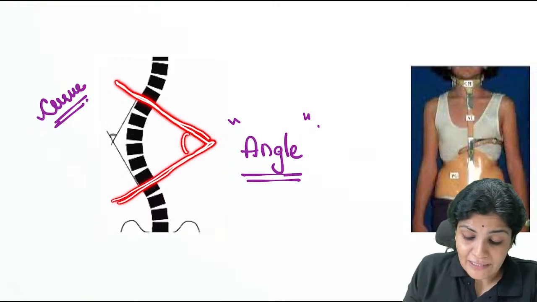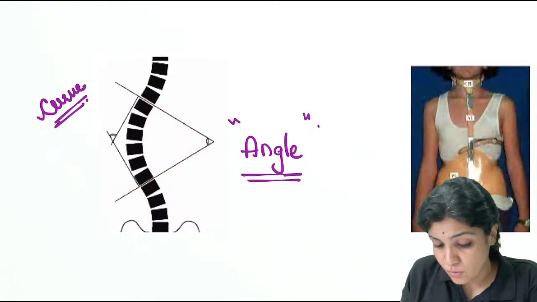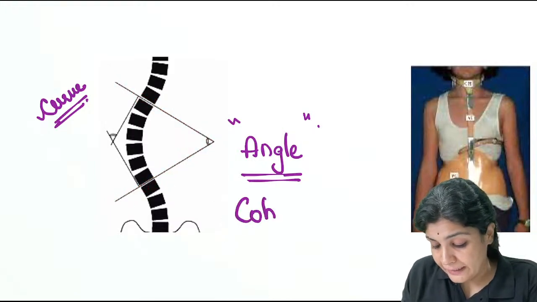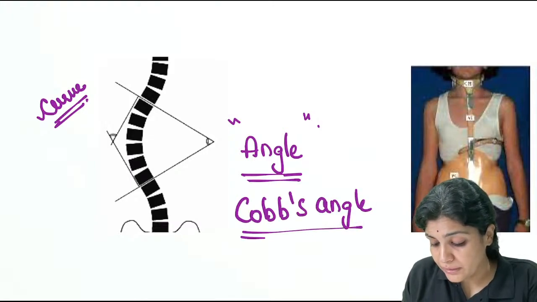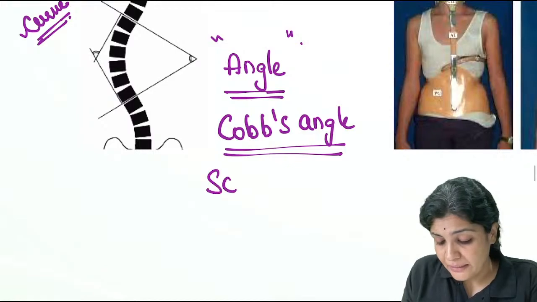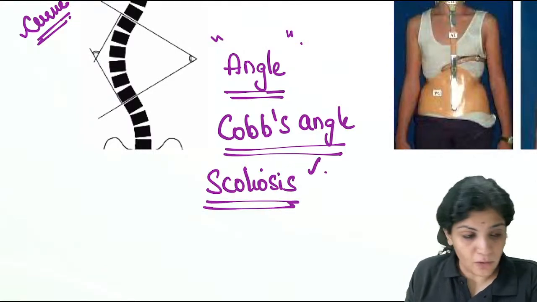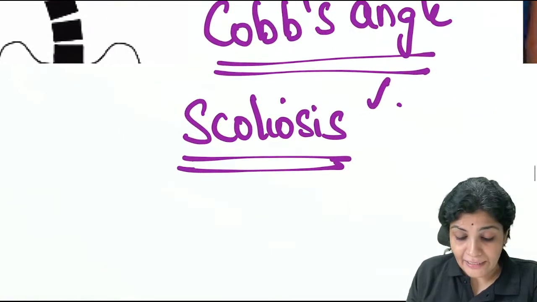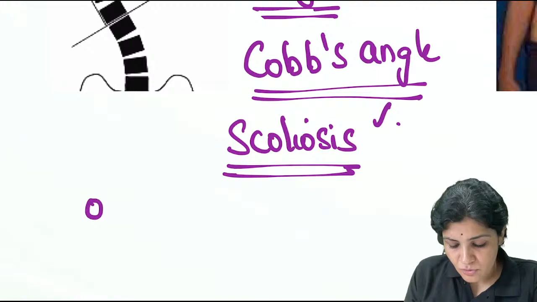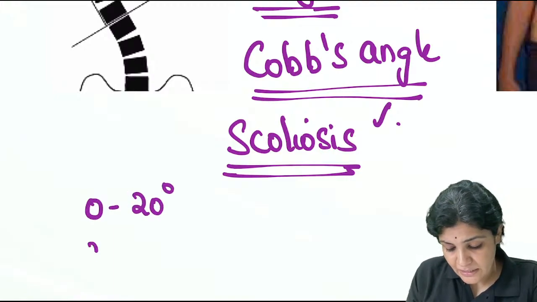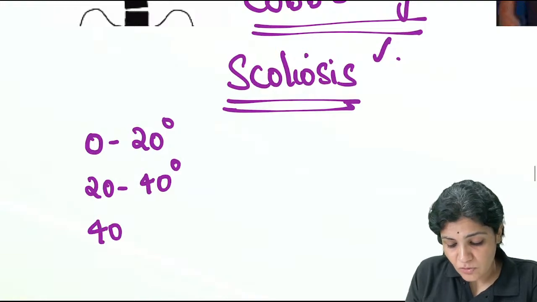So we are measuring this angle, right? Very good, this is called the Cobb's angle, or scoliotic angle. This is mainly used for scoliosis. Okay, and what is the normal angle? Cobb's angle: 0 to 20 degrees, 20 to 40 degrees. Why do you want to actually measure this Cobb's angle?